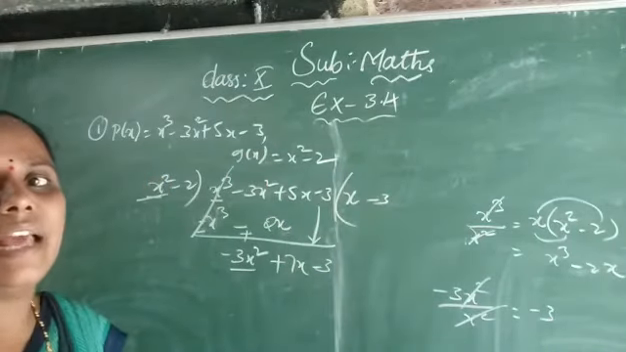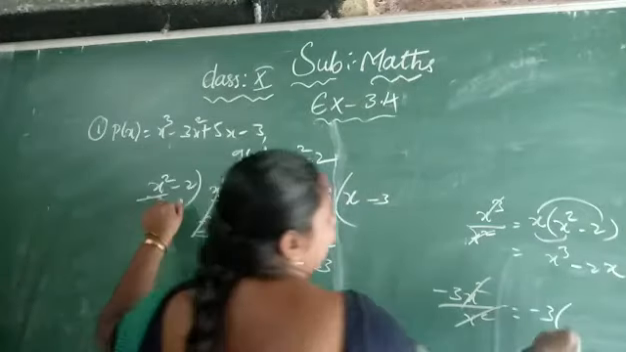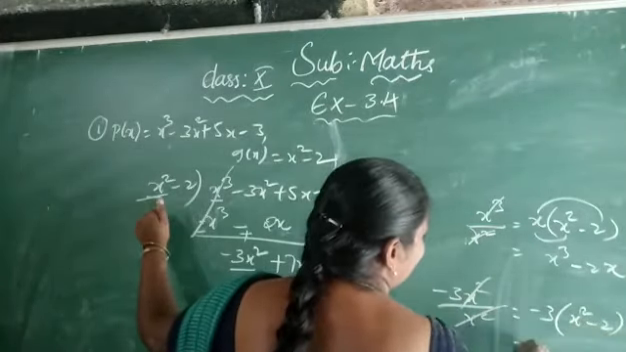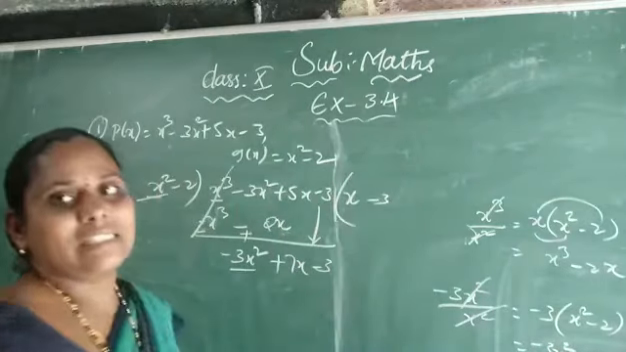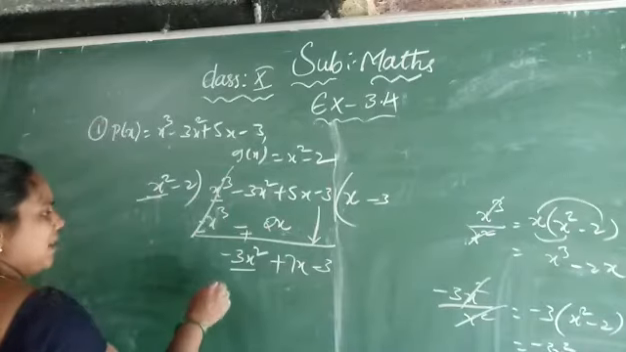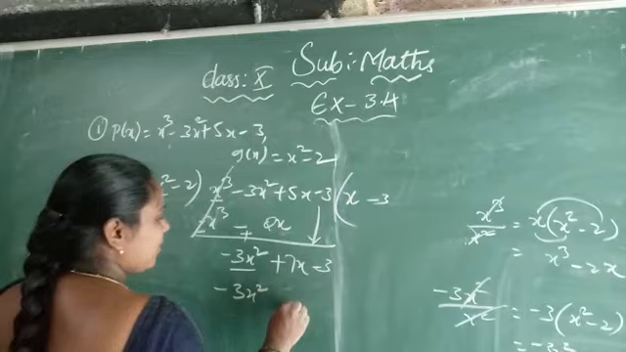What is the quotient here? Minus 3. This minus 3 should be multiplied with the divisor. What is the divisor? x square minus 2. Minus 3 times x square is minus 3x square, plus 6. So right here, minus 3x square plus 6.